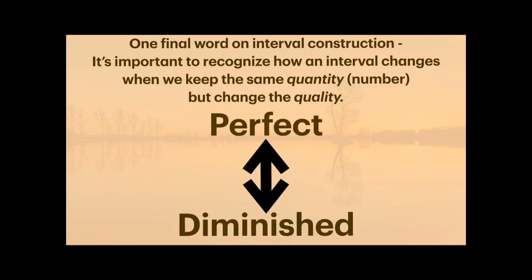Perfect, 1/2 step narrower, becomes diminished. We can take our perfect fourth or our perfect fifth, narrow that interval by a half step, and if we keep the same lines or spaces, the same letter names, we make that perfect interval into a diminished interval.